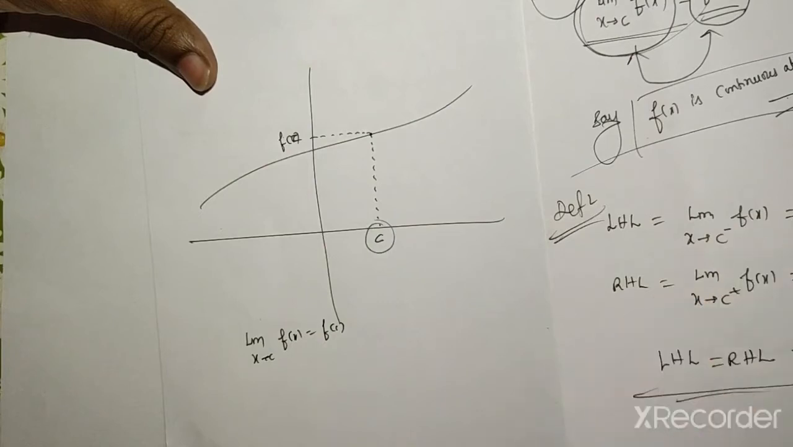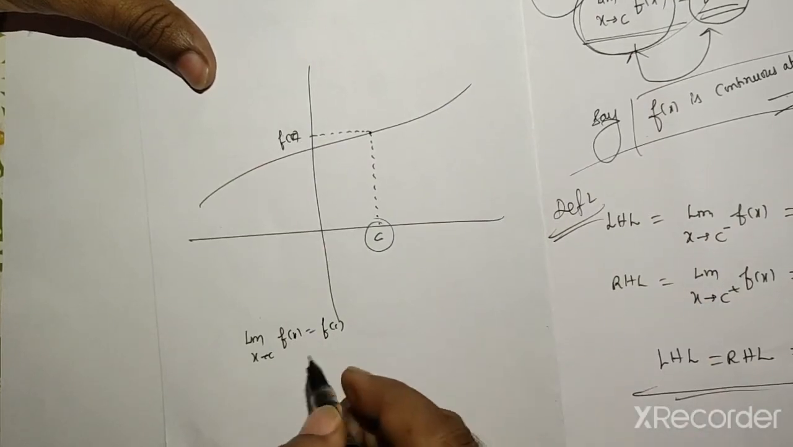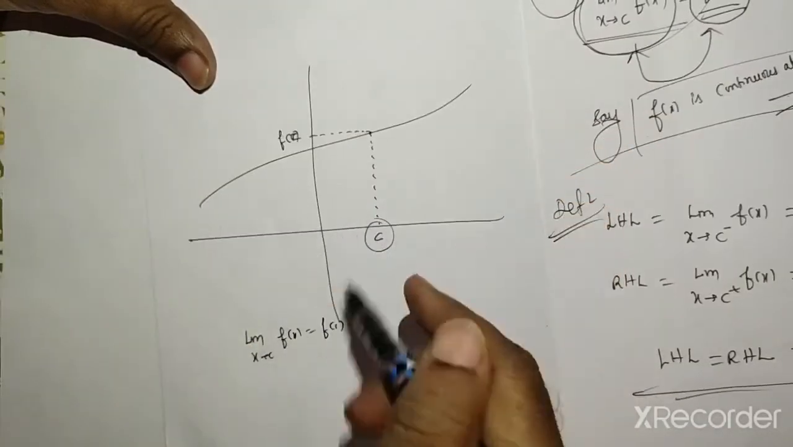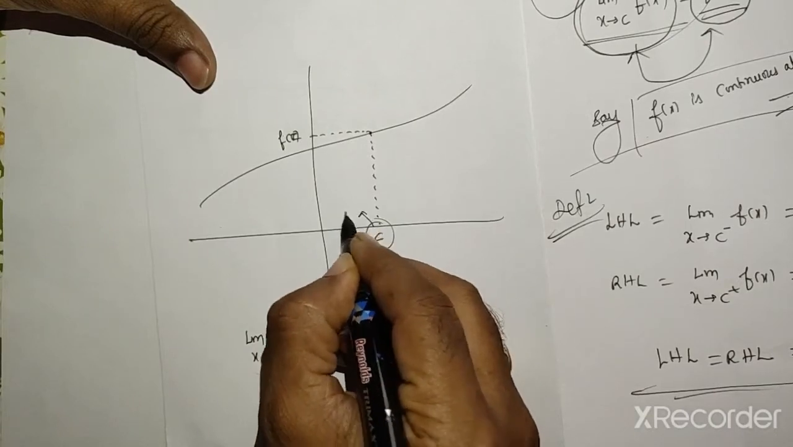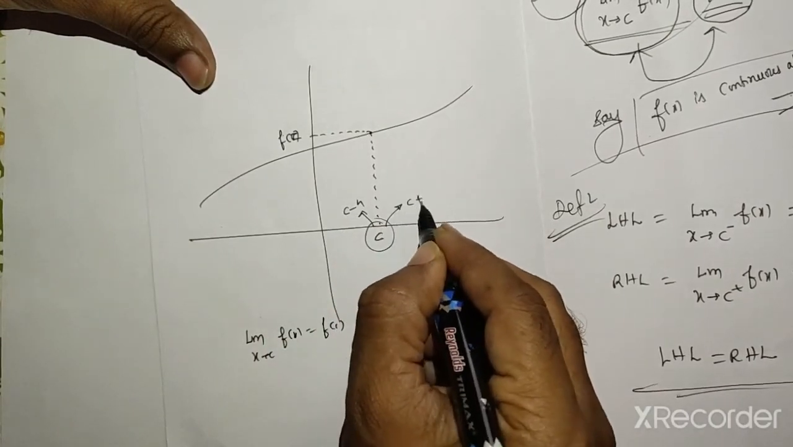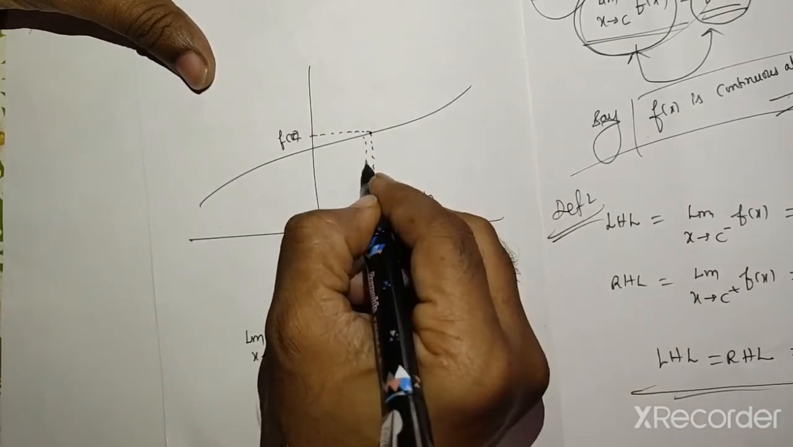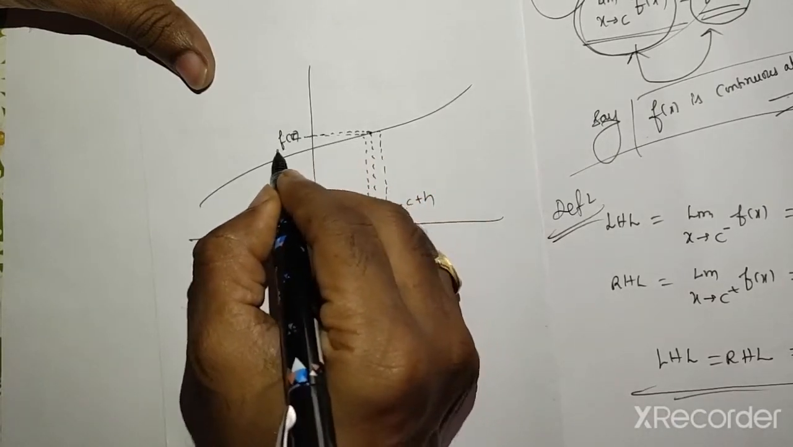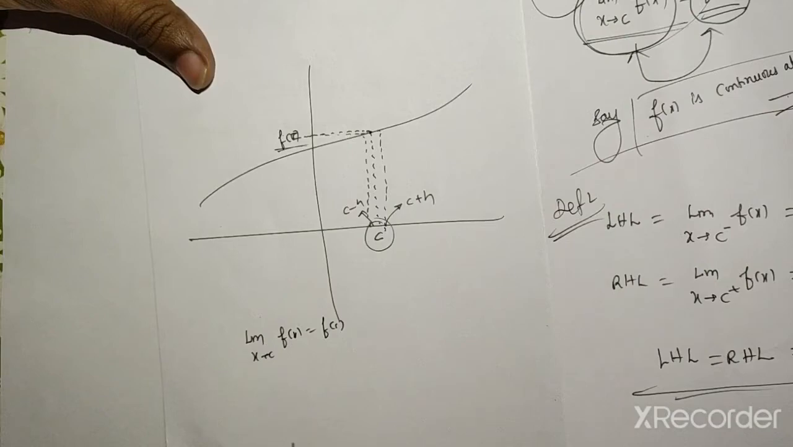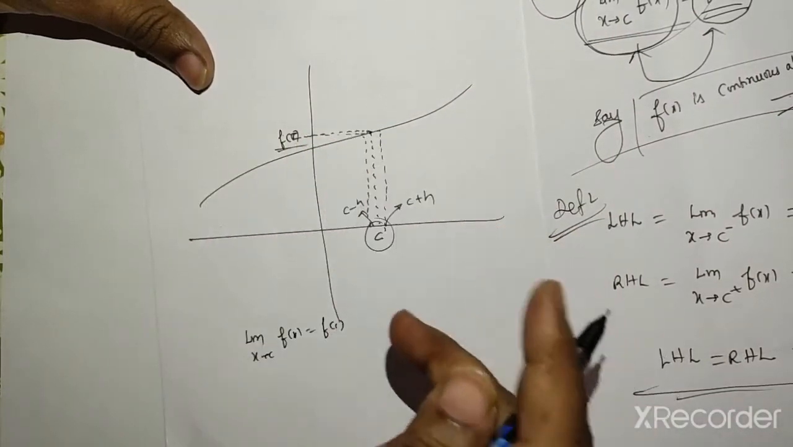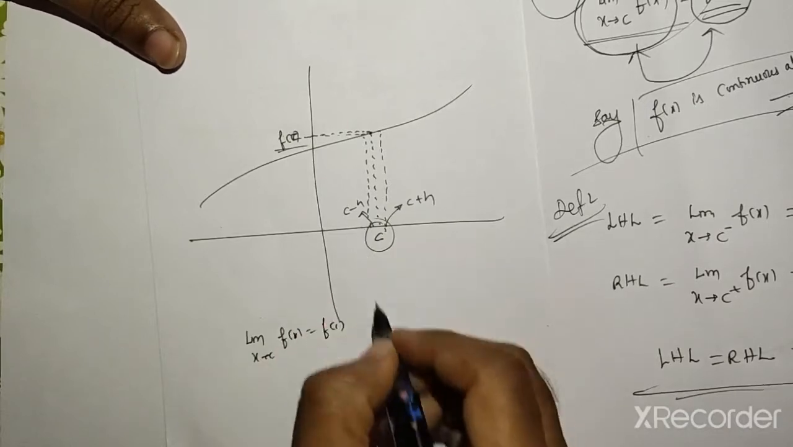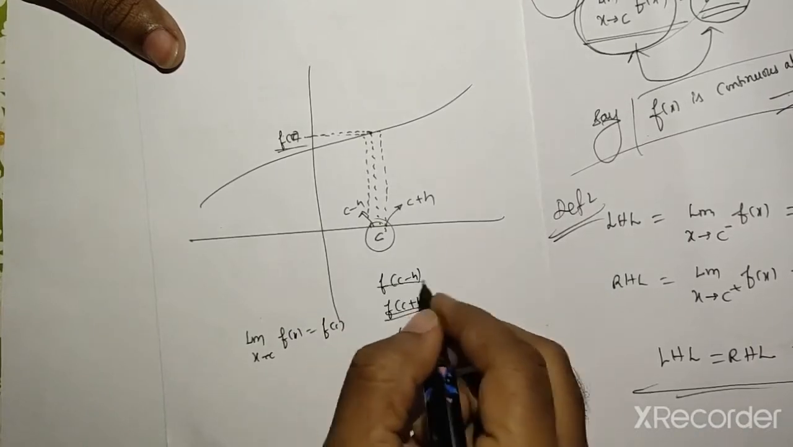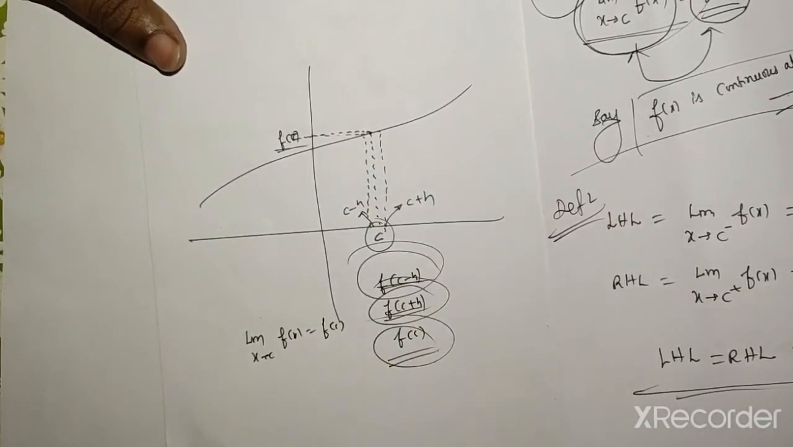Next, what is this left hand and right hand concept? If I zoom it like this, there will be a c minus h on the left side and c plus h on the right side. At c minus h, whatever value you get, and at c plus h, whatever value you get, all of them must be the same, f of c only. The value should not change. After so many magnifications, all will reach approximately the same value. That means f of c minus h, f of c plus h and f of c, these three values are the same. Then I can say that the function is continuous.